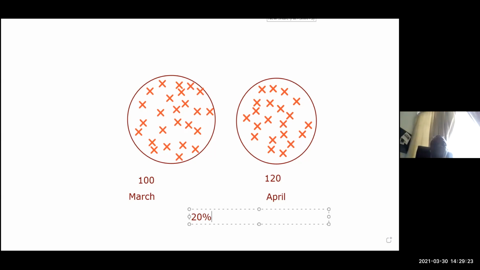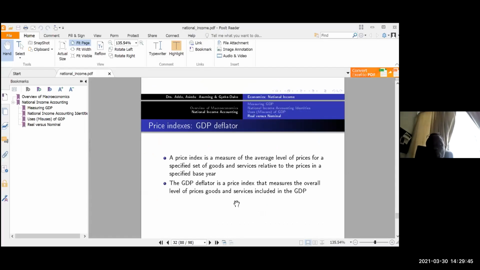But we have different price indices in the market that we can use. We can have the consumer price index, we can have the producer price index, and then we have the GDP deflator. So the GDP deflator is an example of a price index. Okay, so we'll talk first about the GDP deflator, and then we'll talk about the consumer price index.